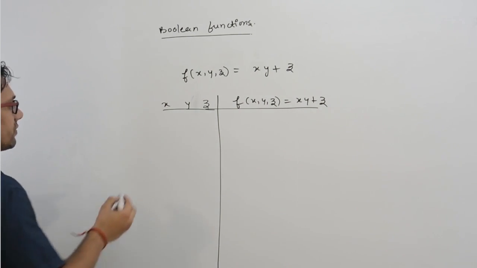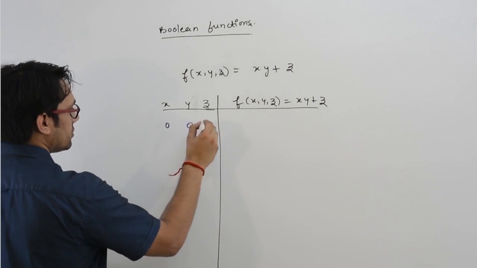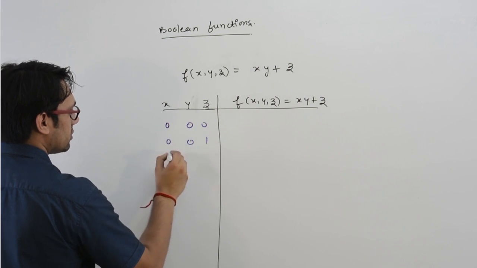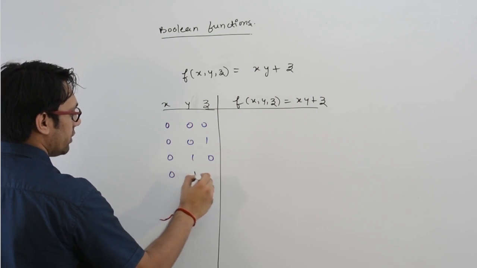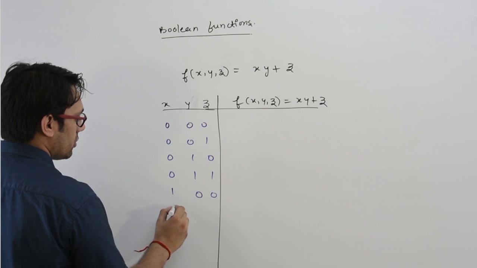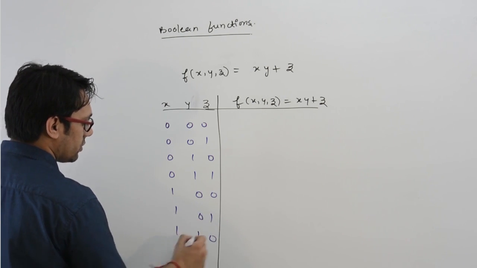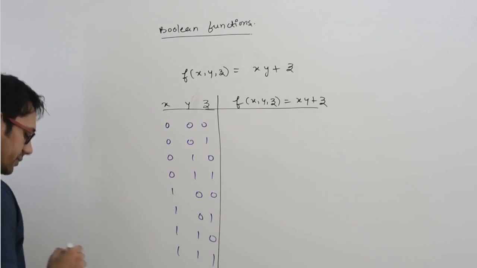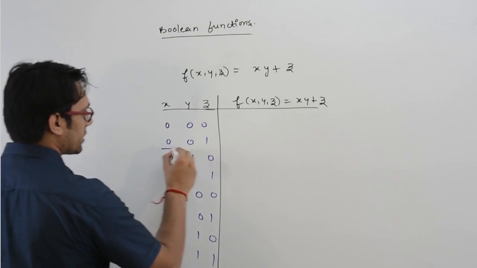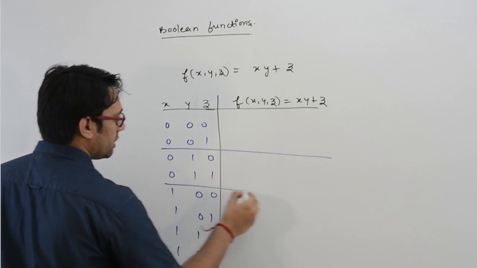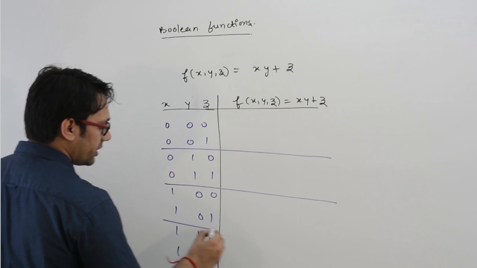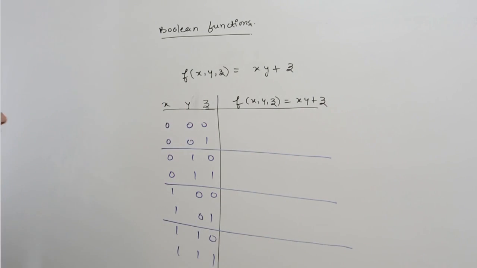So what are the combinations of x, y and z? They can be 0 0 0, 0 0 1, 0 1 0, 0 1 1, 1 0 0, 1 0 1, 1 1 0, 1 1 1. These can be the combinations, and let us categorize them like this. If I am drawing the line, it does not mean that I am dividing them like this, it is just for clarity, so that we don't make any mistakes here.